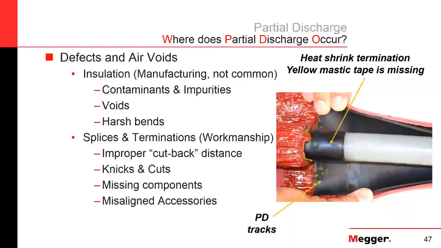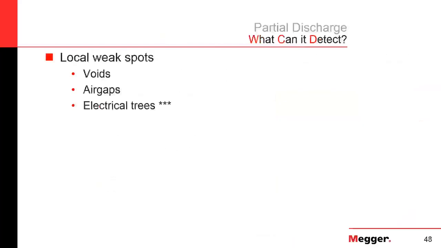Nicks and cuts: if the semiconducting peeling tool is set just a little bit too deep, you put nicks and cuts in the insulation, eventually that'll be a nice spiral partial discharge path there. Missing components, as we see here, there's some mastic tape missing. Misaligned accessories, I've seen this with pre-molded splices, where the installer did not center the splice over the crimp body, and eventually that cable failed.